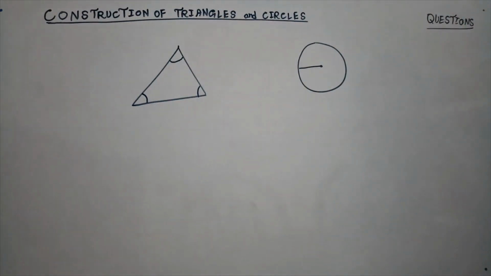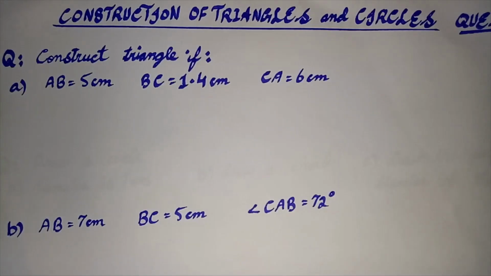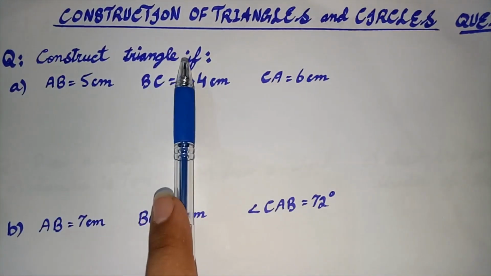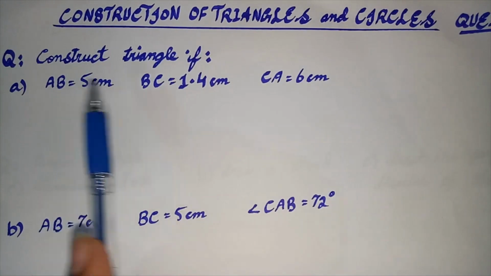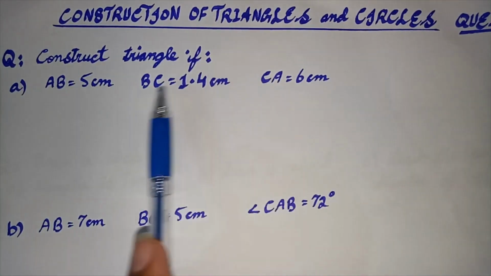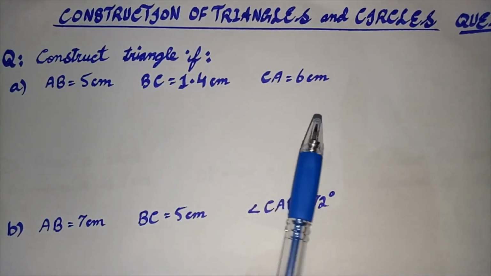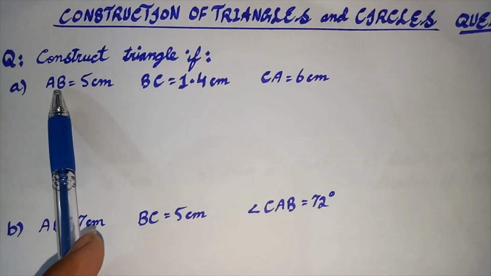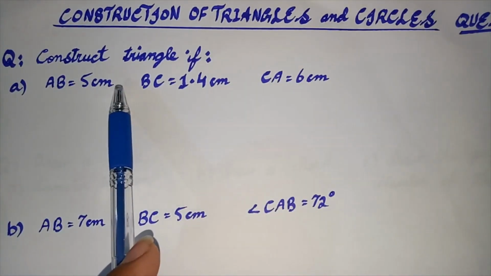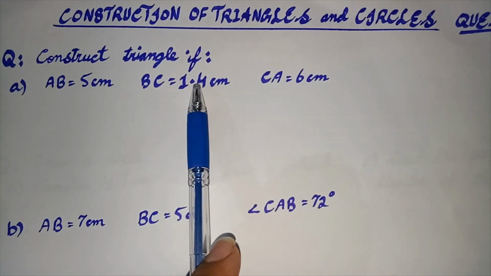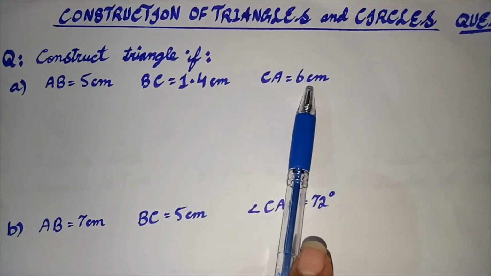So let's see how to construct triangles and circles with the given data. Let's start constructing. In the first question, we have to construct a triangle if all the sides are given to us. You can see here we have AB equal to 5 centimeters, BC equal to 1.4 centimeters, and CA equal to 6 centimeters.